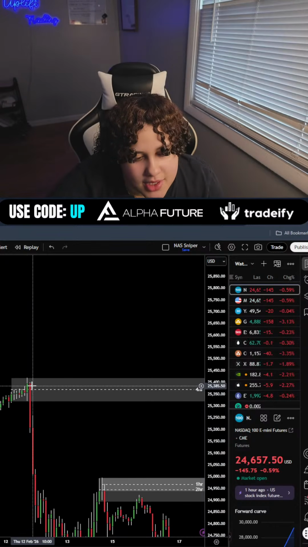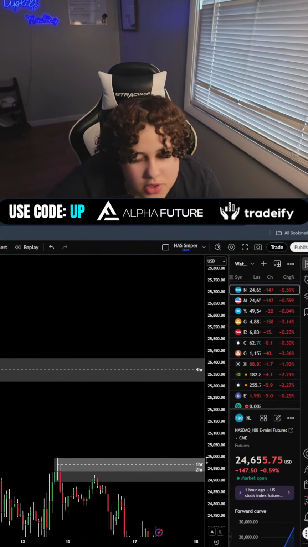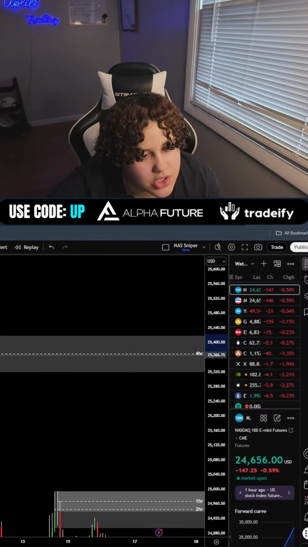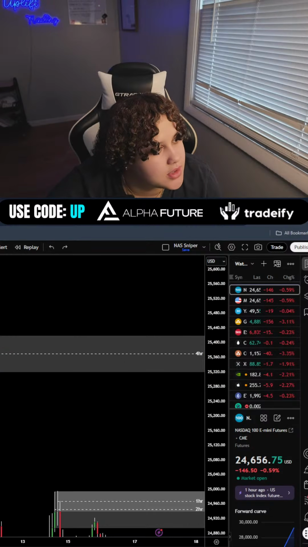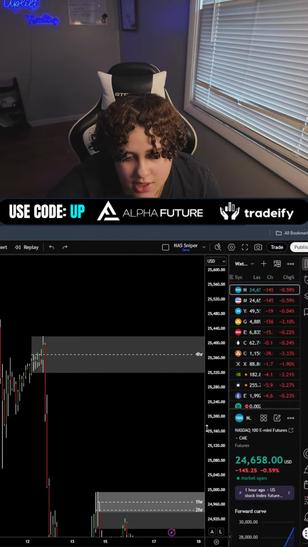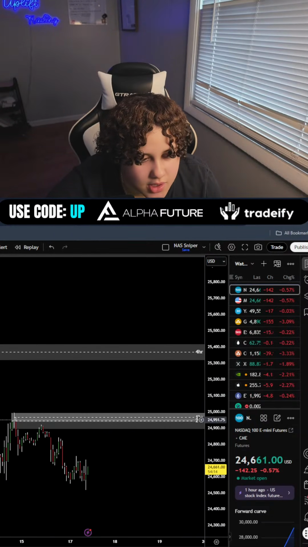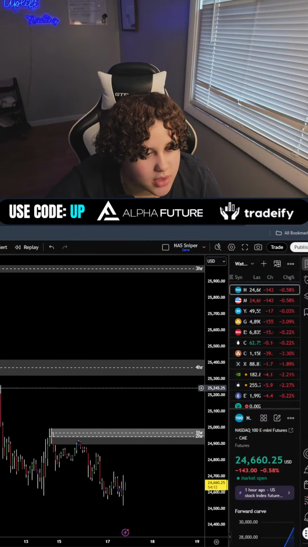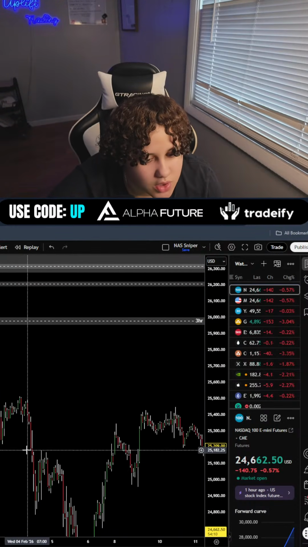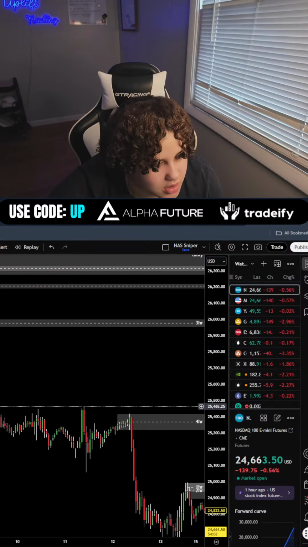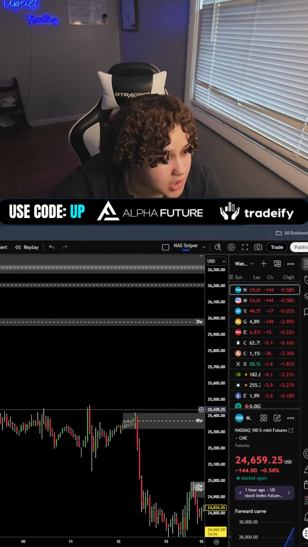This 4-hour supply zone is very, very strong. Almost on every time frame, this is a strong supply zone. Which is also why I said if the longs do come in, I think it could be a really good target. There's a bunch of orders in that area, or that's what it looks like.